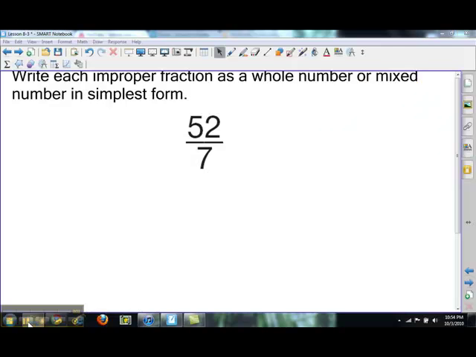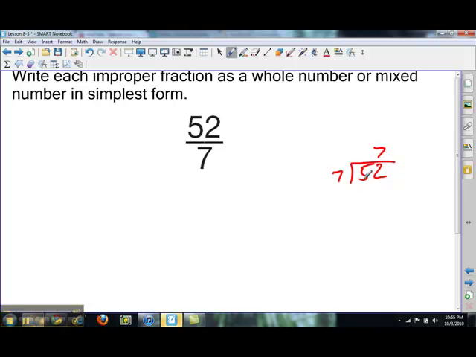Let's try it the other way, turning an improper fraction into a mixed number. Remember, all fractions are division problems. So let's read this like a division problem: 52 divided by 7. 7 doesn't go into 5, and let's see, how many times does it go into 52? Well, 7 times 8 is 56. 7 times 7 is 49.